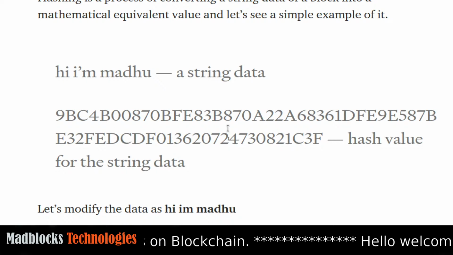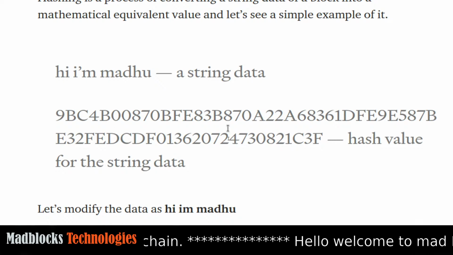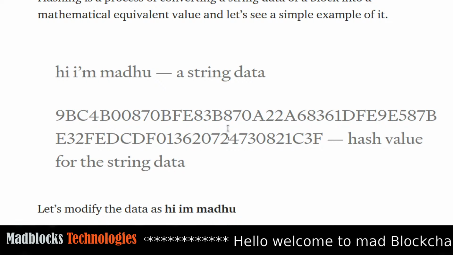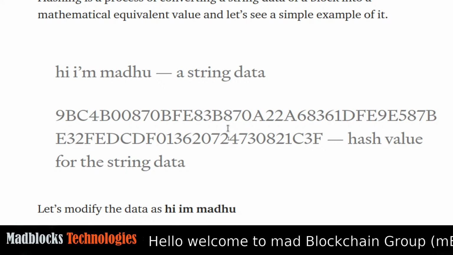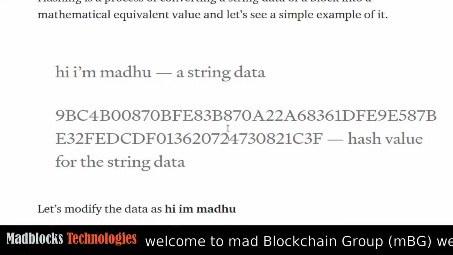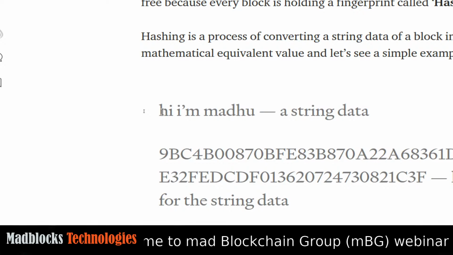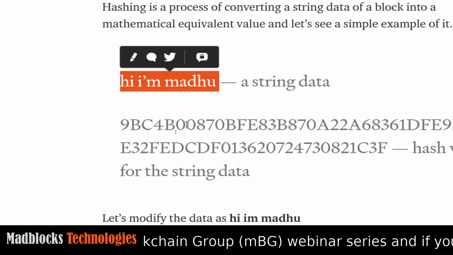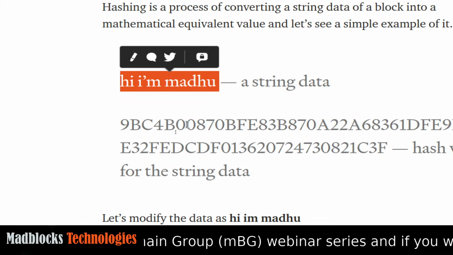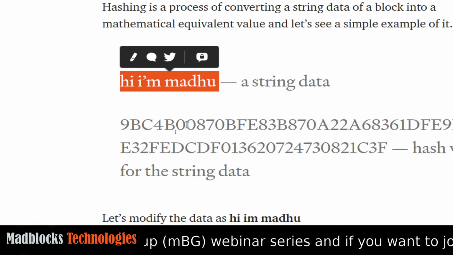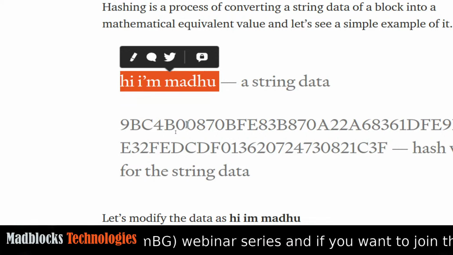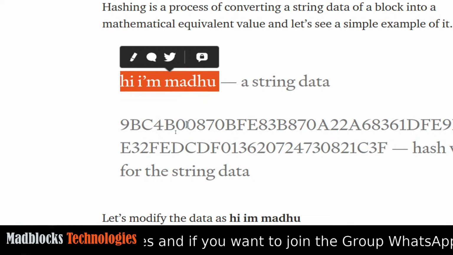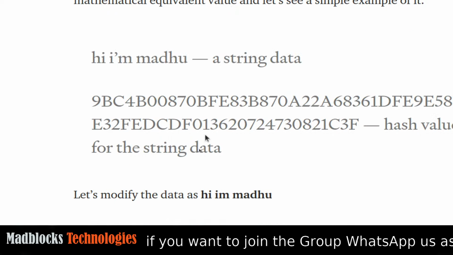So what is hashing here? Hashing is nothing but something which gives a fingerprint, a unique identity, to the block. If the data is not tampered, you'll get the same hash value. For example, say you write "hi I am Madhu" 100 times, every time you'll get the same hash value. Your hash value will never be updated unless the data is modified. If the data is modified, you'll get a new hash value. If it is old data, then you'll get the old hash value only. So that is what you have to understand.